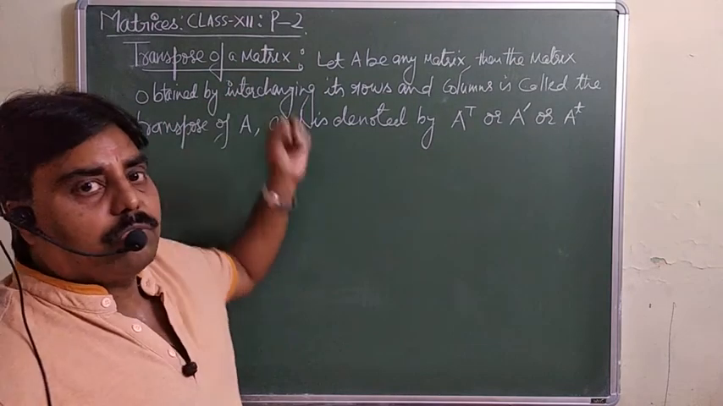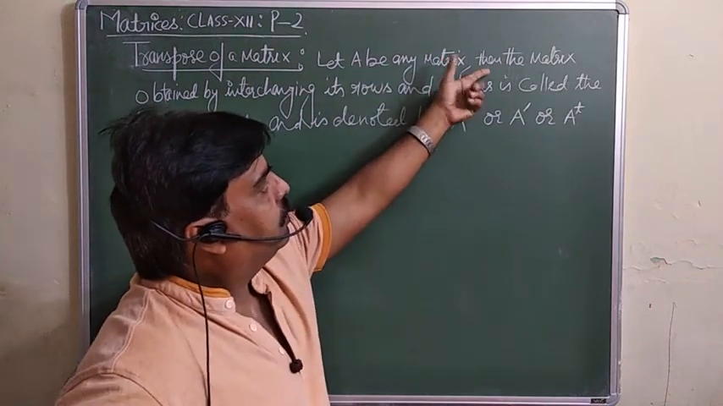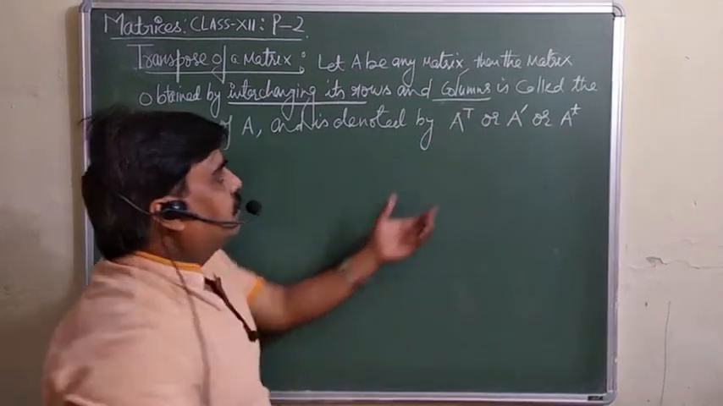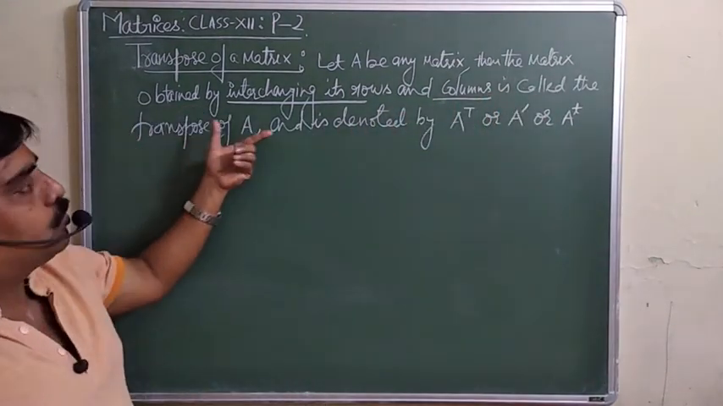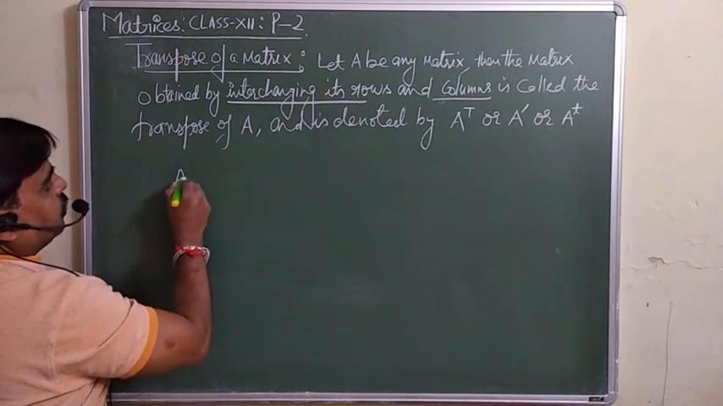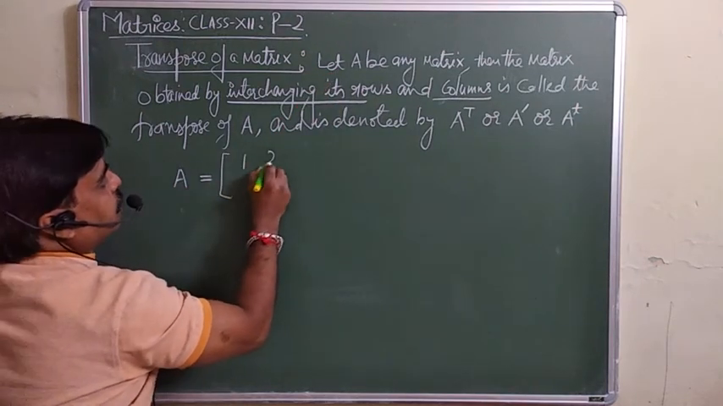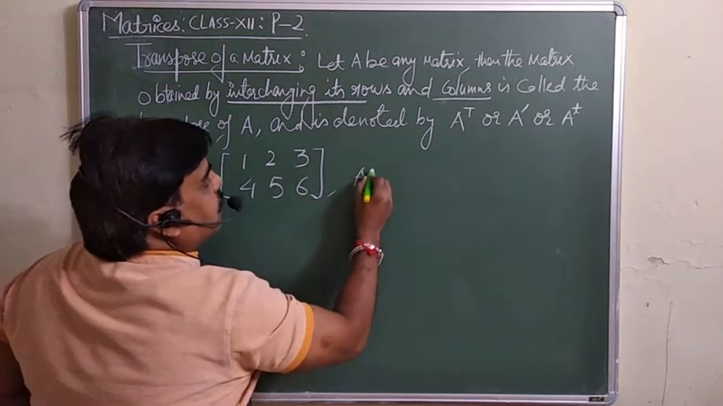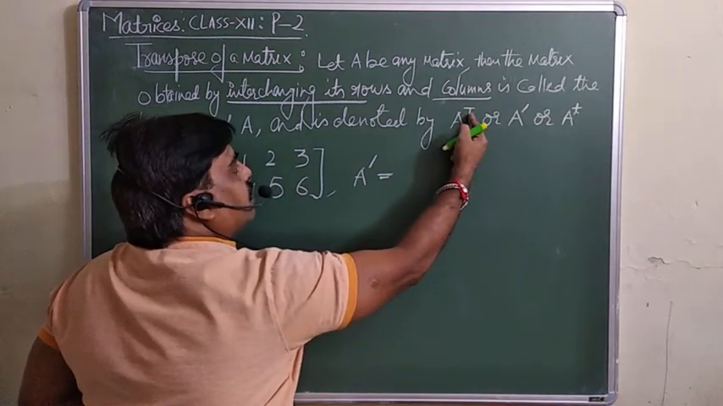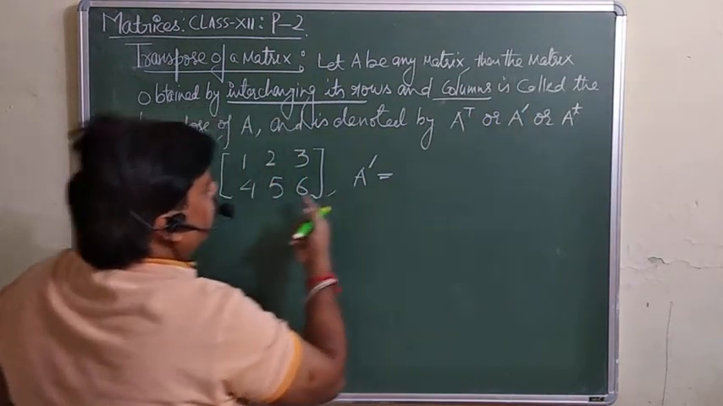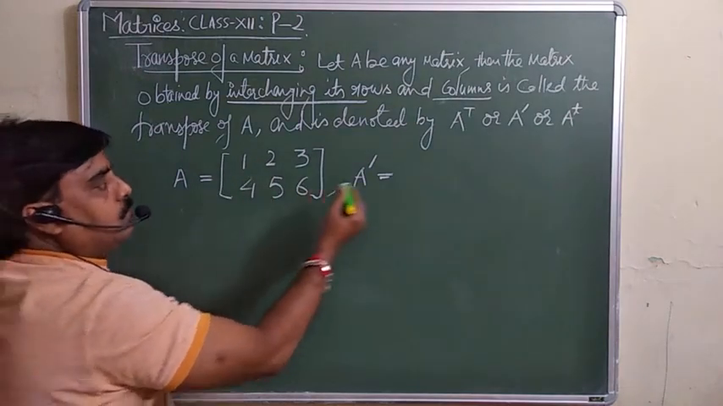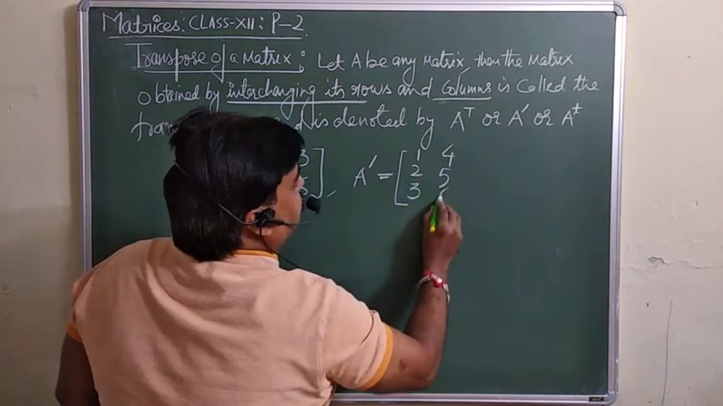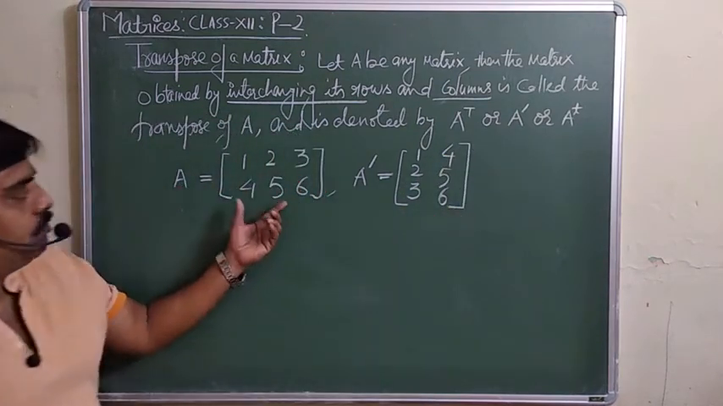Now the transpose of a matrix. If a matrix is given and we interchange its rows and columns, then the matrix you get is the transpose of the matrix. For instance, suppose A is a matrix whose elements are 1, 2, 3, 4, 5, 6. If you take the transpose, denoted by A raised to power T or A dash, we change the rows into columns and columns into rows, so you will get the rearranged matrix. This is the transpose of this matrix.